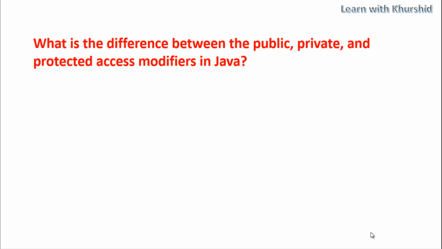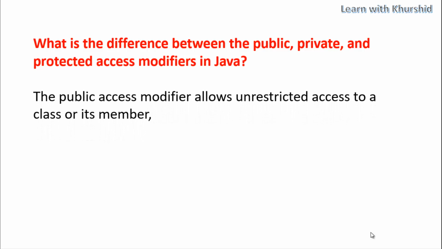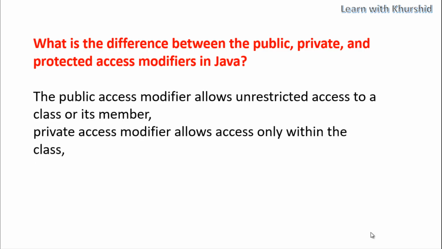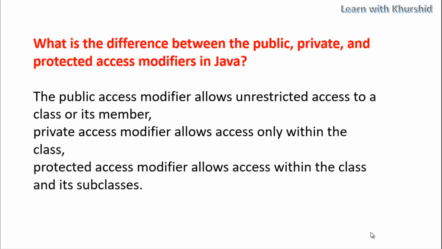What is the difference between the public, private, and protected access modifiers in Java? The public access modifier allows unrestricted access to a class or its members. The private access modifier allows access only within the class. The protected access modifier allows access within the class and its subclasses.